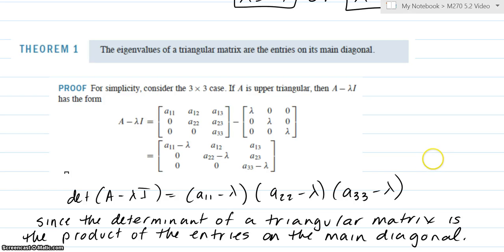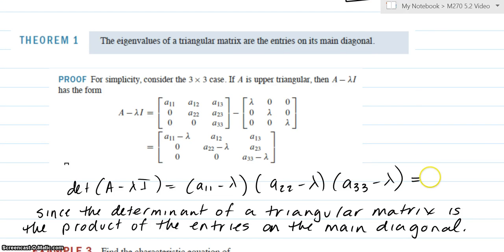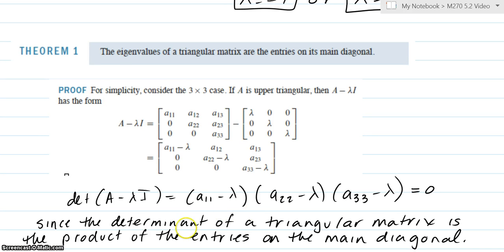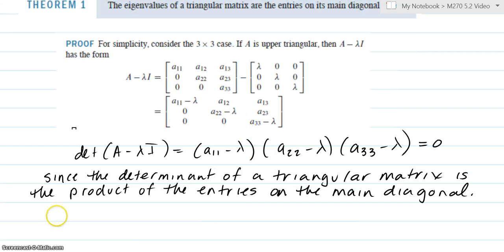And we know from what we did above that this characteristic equation must be 0. So you can see here that A11 must be lambda, or A22. I could just say it the other way around. The eigenvalues are just the entries along that diagonal.